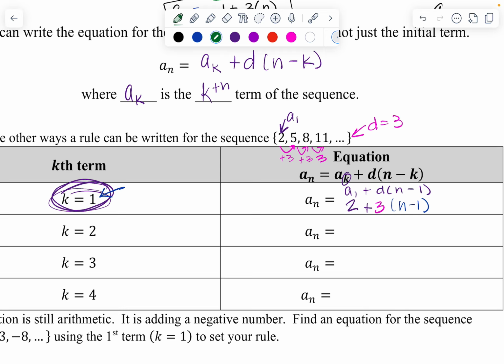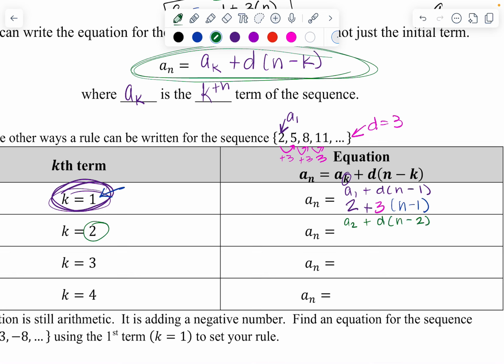Let's do the next one. Using this rule again, where k is 2, we're going to use a sub k, which is a sub 2, plus d times n minus, in this case, 2. So what's the second term? Well, we know this here is the second term. That's 5. Plus d, which we already said was 3, times n minus 2. Okay, push pause, and let's see if we can do the next one.